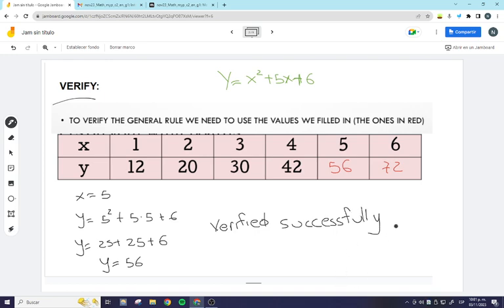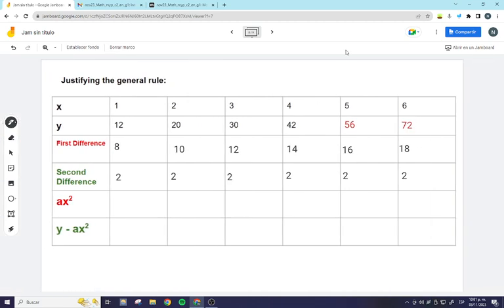Successfully. Okay, that's it. Now, for the part of justifying. This is a quite straightforward process. I know some of you may be confused by this, so just bear with me and follow me. If you already completed the chart, which is the same that we have done, we are just going to add 2 more columns, because we are going to find a times x squared and y minus this, the previous one that we are going to find.